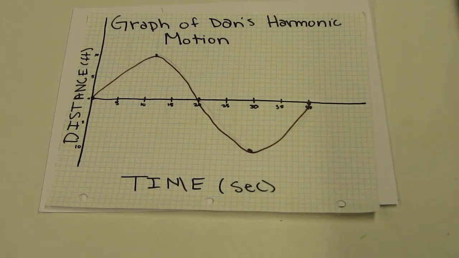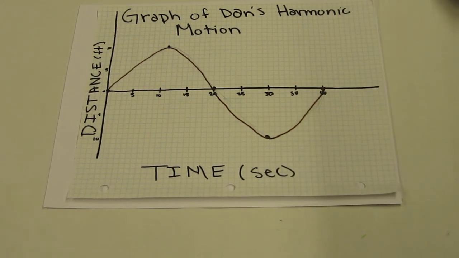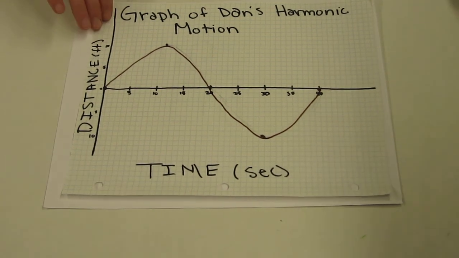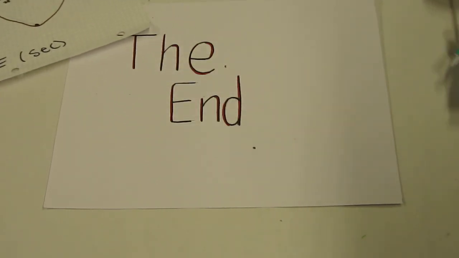As for Dan, if only he had known his sinusoidal motion repeats itself over and over again, he wouldn't have been so reckless with his harmonic motion. For all we know, he could be still swinging to this very day.